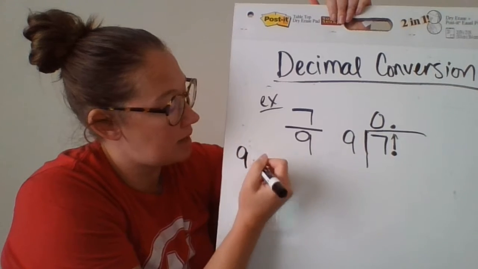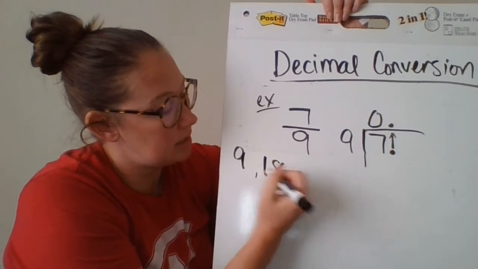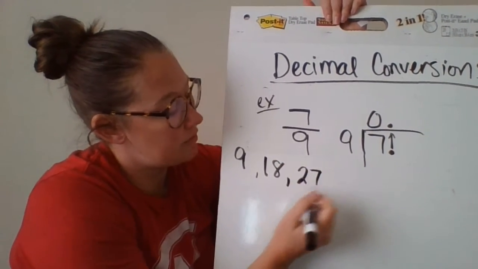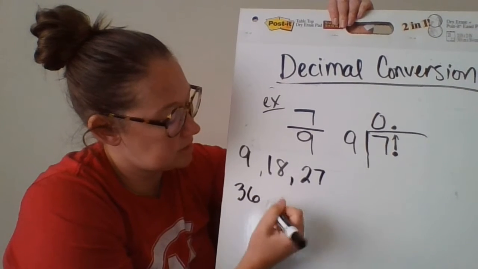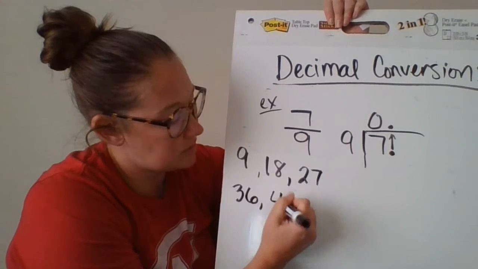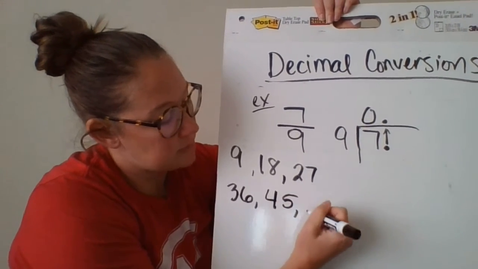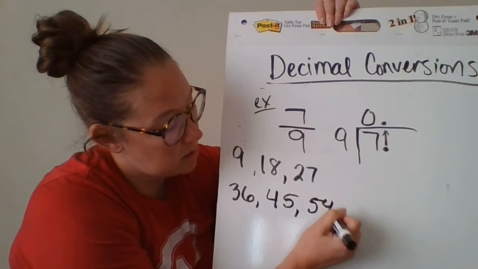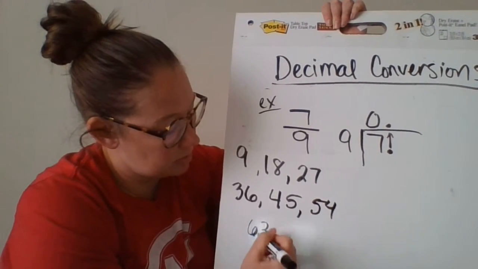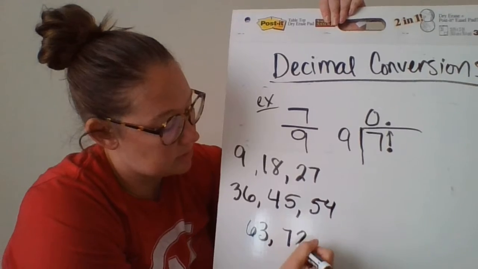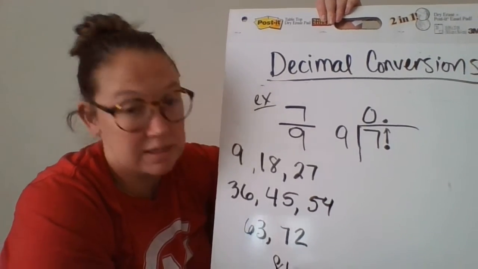9 times 1, 9. 9 times 2 is 18. 9 times 3 is 27. 9 times 4 is 36. 9 times 5 is 45. 9 times 6 is 54. 9 times 7 is 63. 9 times 8 is 72. 9 times 9 is 81.